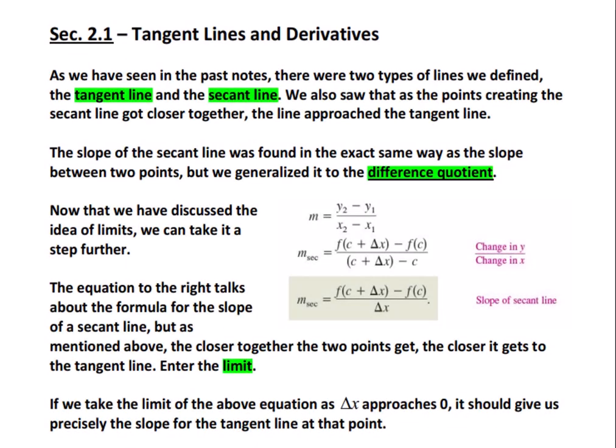We first started talking about a secant line. A secant line touches our function in two different places. And we saw that as we moved those two x values closer and closer together, that secant line changed slope. We found the slope of the secant line using pretty much the old slope formula that you used from Algebra 1. And then we started modifying that a little bit into the difference quotient, which looked like this.